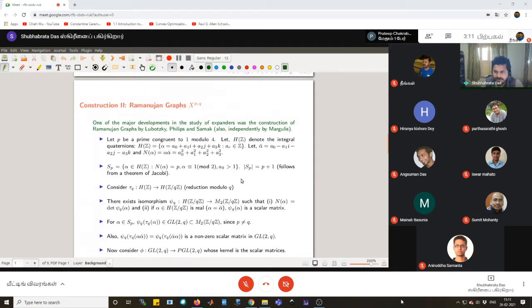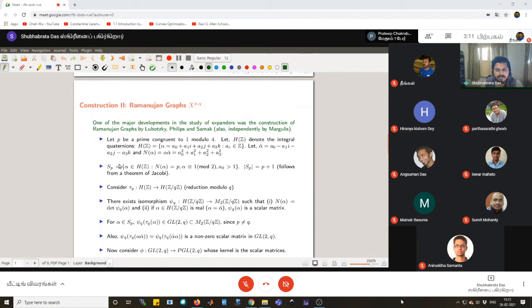And the cardinality of SP would be P plus 1. I will not go into the details. It involves quite a bit of calculation. The reference for this would be the book by Davidoff, Sarnak, and Valette. So it's a book from Cambridge University Press, I think.